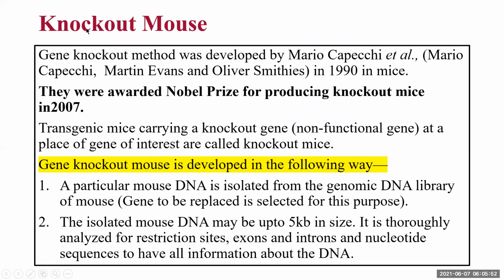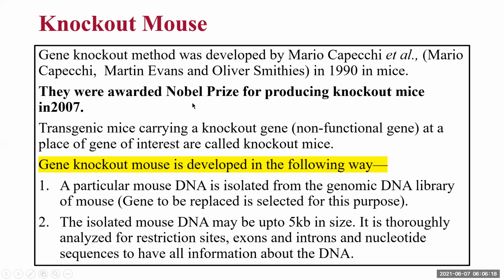Now, let us study the knockout mouse. The gene knockout method was first developed by Mario Capecchi, Martin Evans, and Oliver Smithies in the year 1990 in mice. They were awarded the Nobel Prize for producing knockout mice in the year 2007 for this development.